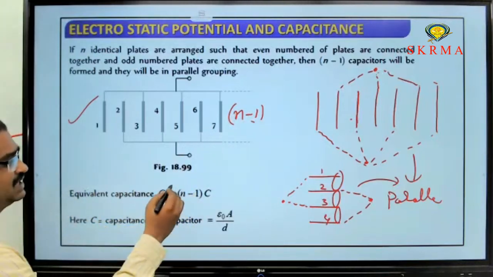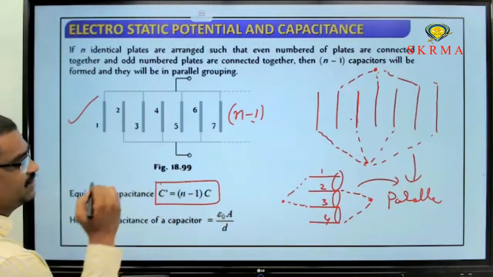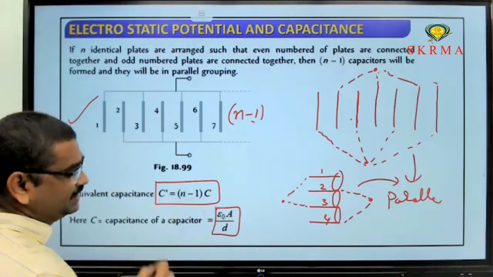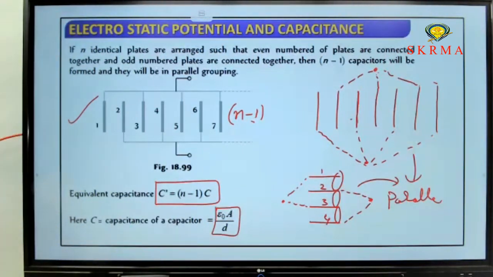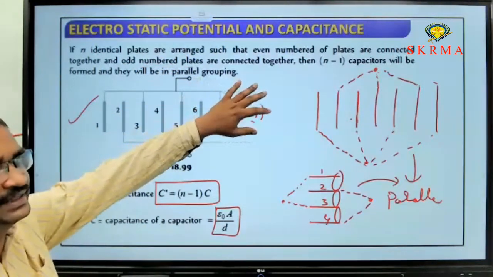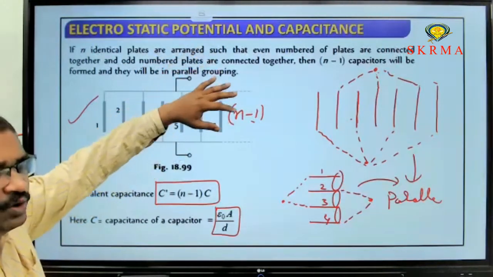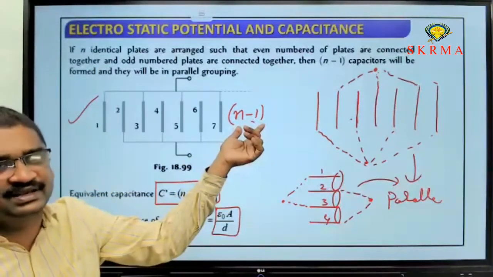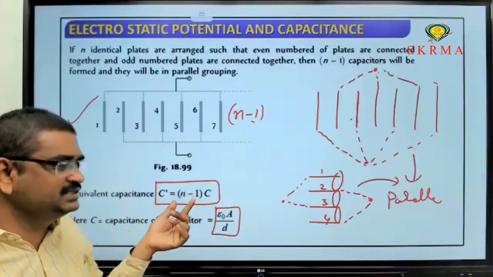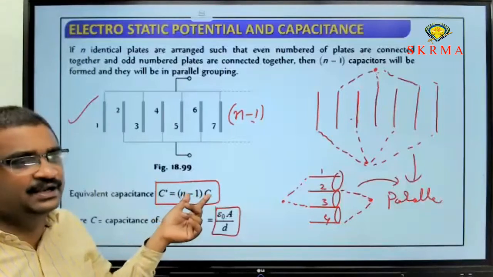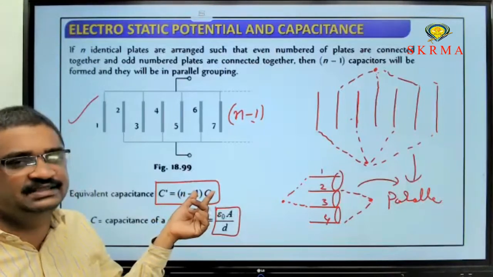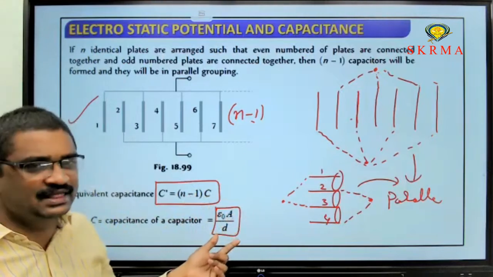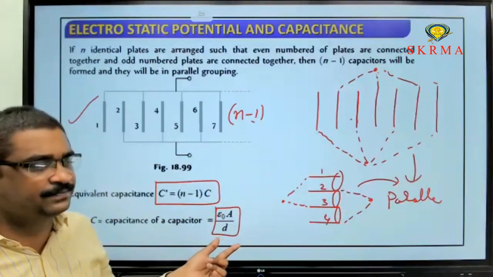So the equivalent capacitance is how much? (n minus 1) into C. What is C? Epsilon naught A by d. If n number of capacitor plates are connected like this, then that forms n minus 1 capacitors. Now the equivalent capacitance is (n minus 1) into C. What is C there? C is the capacitance of each capacitor combination, that is nothing but epsilon naught A by d.